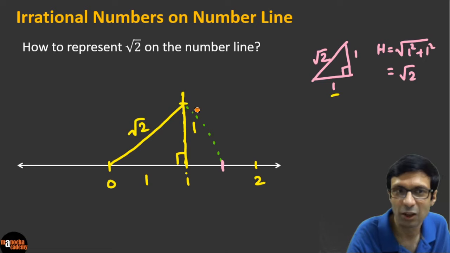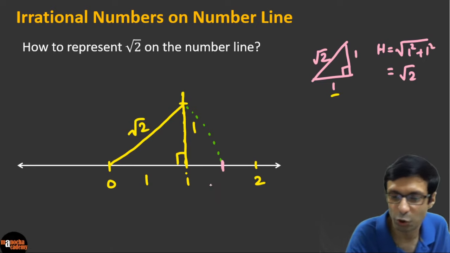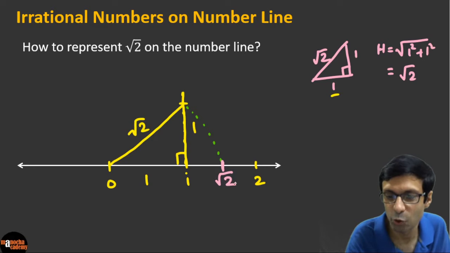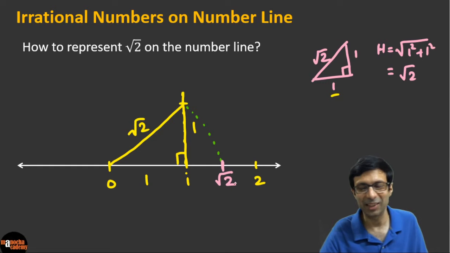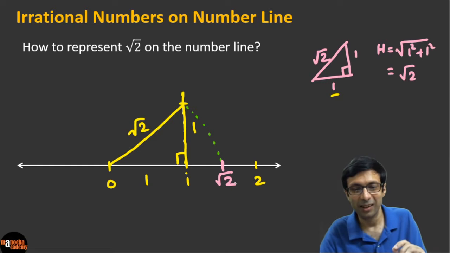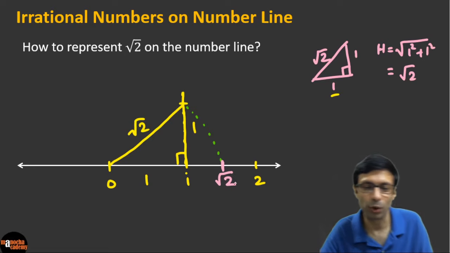Can you guys see that? So when you draw this arc, this is basically going to be your root 2. And we've represented root 2 perfectly and accurately on the number line. Excellent, right? So is that clear? So we basically used Pythagoras theorem and found root 2 on the number line.